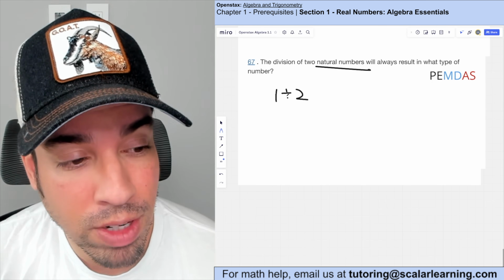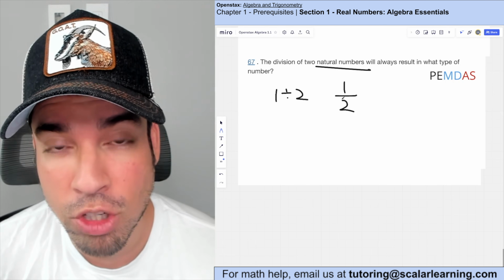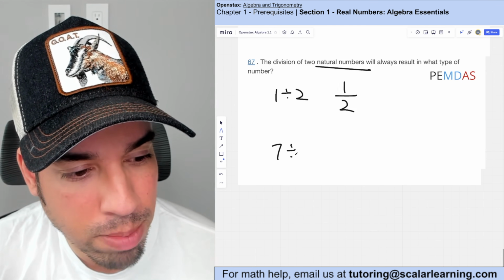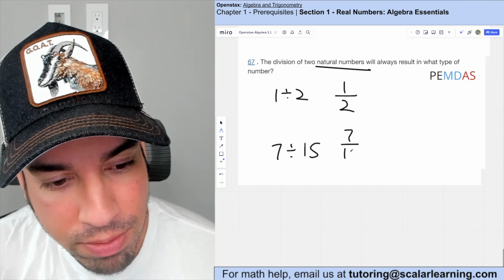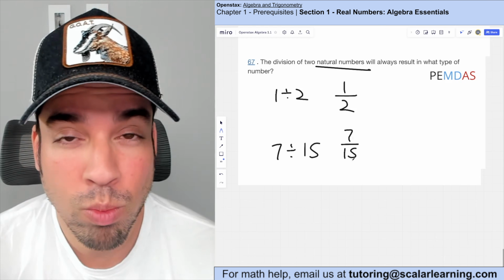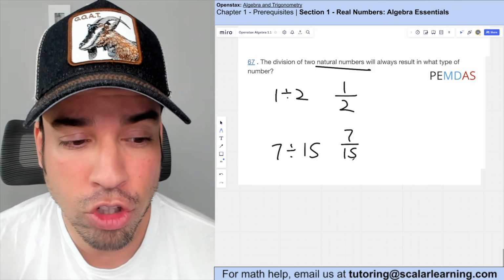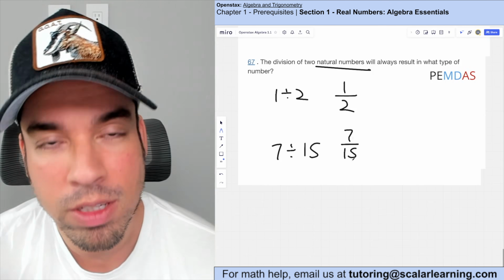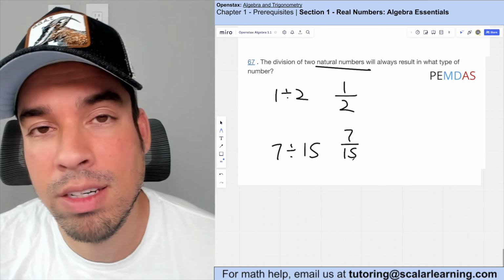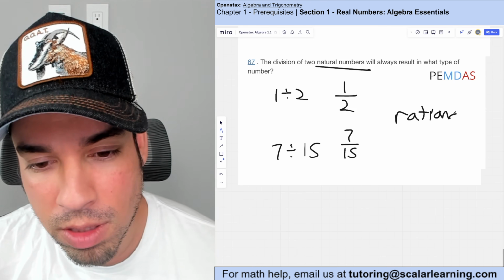But we got to remember that division can also be represented like this, like a fraction, because this bar is really just a division bar. So two natural numbers dividing would be like 1 divided by 2. We could also have 7 divided by 15, which could also be written as 7/15. But the point of this question is recognizing that division is really setting up a fraction. And what did we say earlier is that as long as it's a fraction of two integers, and in this case is a fraction of two natural numbers, which is a subset of integers, the resulting number has to be rational, which means the division of two natural numbers will always result in a rational number.